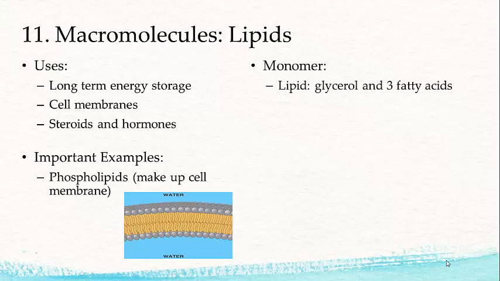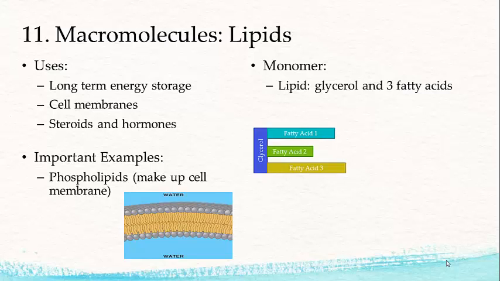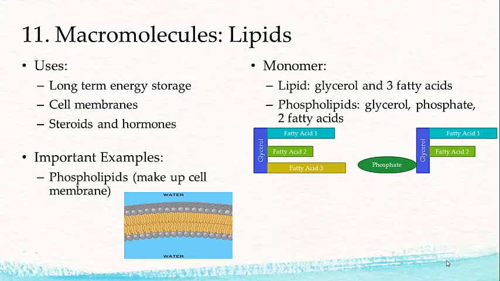The monomer, so for a lipid, it's going to be a glycerol and 3 fatty acids. For a phospholipid, we're going to have a glycerol, a phosphate, and 2 fatty acids. So that phosphate is the part that is hydrophilic, whereas the fatty acids are the parts that are hydrophobic. A polymer could be the fat formed from several lipids together, or a phospholipid bilayer.